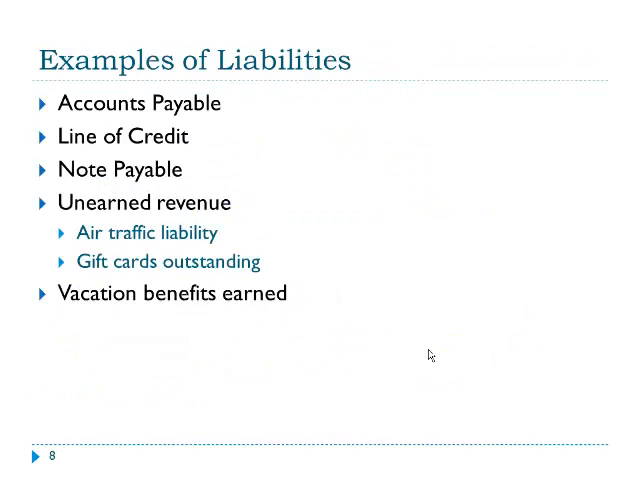Examples of liabilities are accounts payable, which is the ordinary everyday credit that one business extends to another business. A line of credit, which is a borrowing from a bank that allows an entity to have a variable amount outstanding depending on their particular needs at a particular time. A note payable is a borrowing contract with a particular interest rate and particular payments. Unearned revenue is very distinctive. When we owe our customers because they've prepaid us, we call that unearned revenue. And there are some businesses that operate normally in that mode.